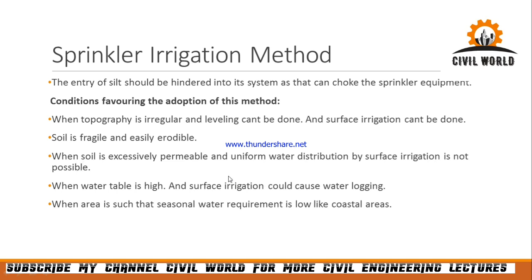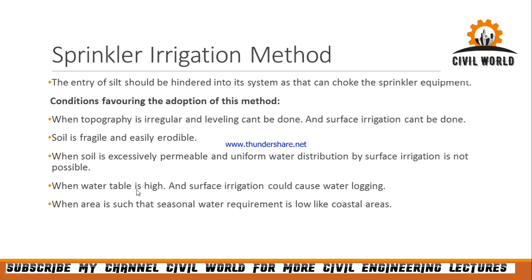When soil is excessively permeable and uniform water distribution by surface irrigation is not possible, a sprinkler is the way. When water table is high, अगर ज़मीन में पानी की सतह इतनी बुलंद है that if you give surface irrigation that could contribute to the raising of the water table and thus cause water logging. So ये point भी important है.